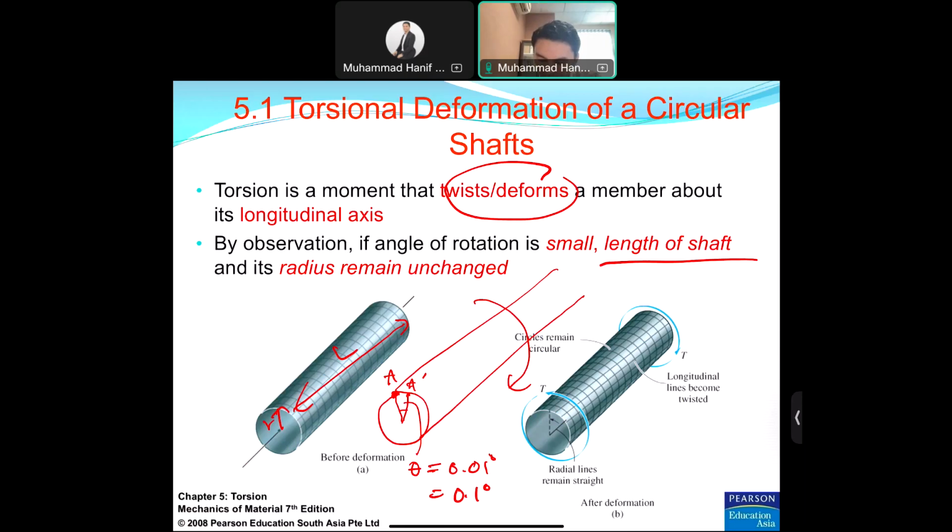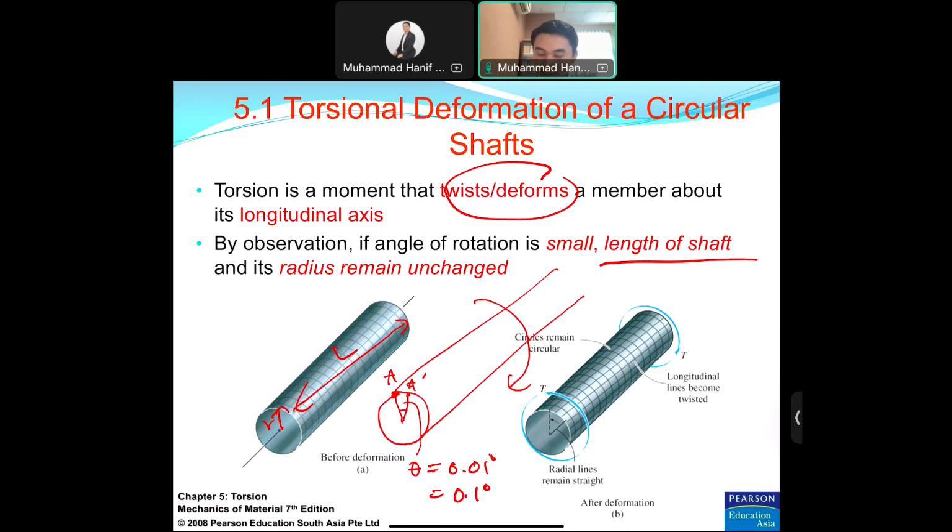Okay, the second picture shows you the body after deformation. The left part shows you the body before deformation. The right part of the slide shows you the body after deformation. So in the deformed body, you can see that the longitudinal lines become twisted. But the circles remain circular.